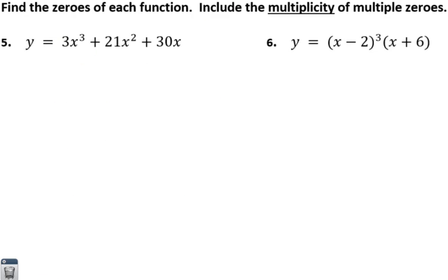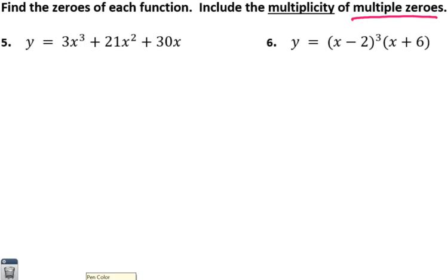Number 5. Once again, find the zeros of each function. And we also want to include multiplicity, but I'll say right now, you only need to talk about the multiplicity when we're talking about multiple zeros. If there was just one instance of a certain zero, then you don't need to talk about multiplicity. So here we go. Okay.